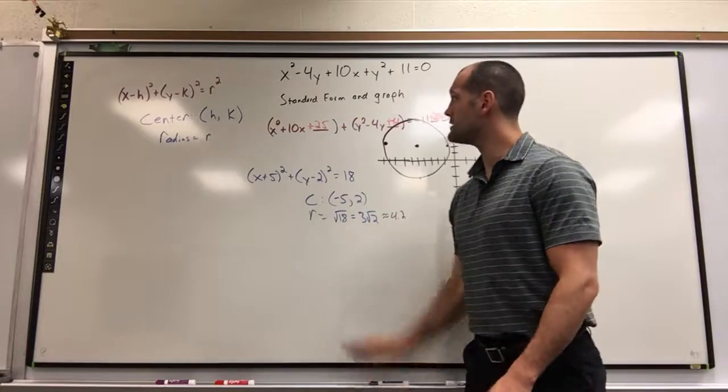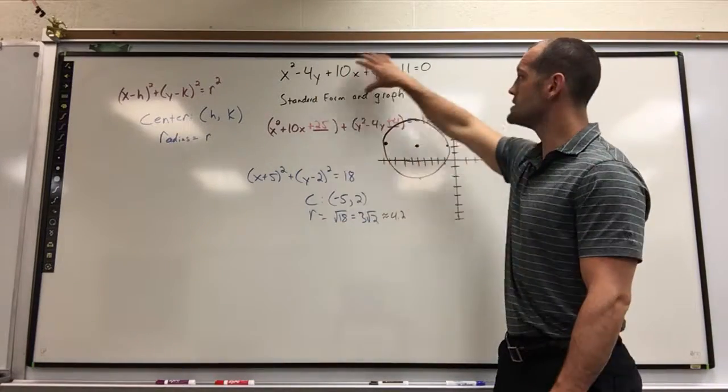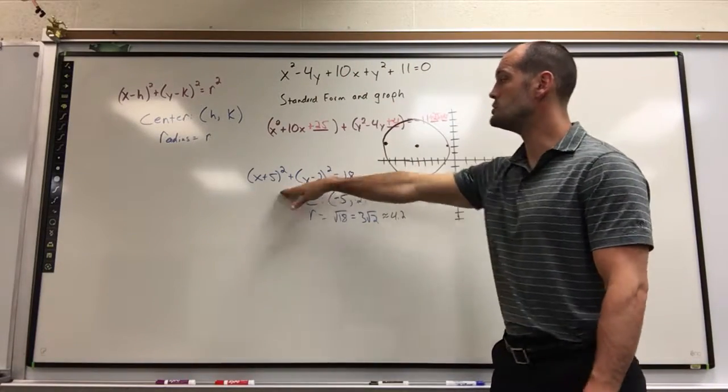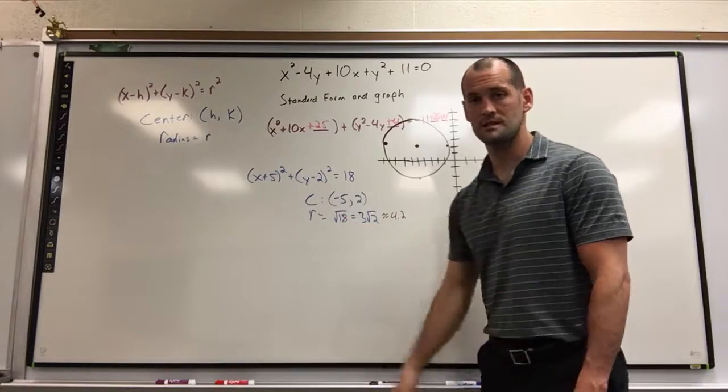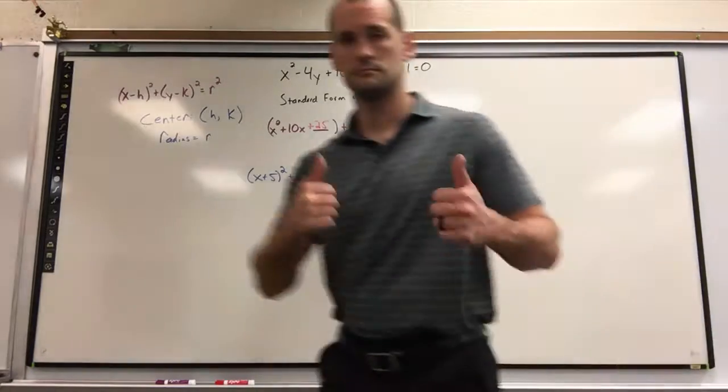That's quick and easy way, getting the equation of a circle into standard form, using that information to pull out the center and the radius, and then how you would graph using that. Get it?